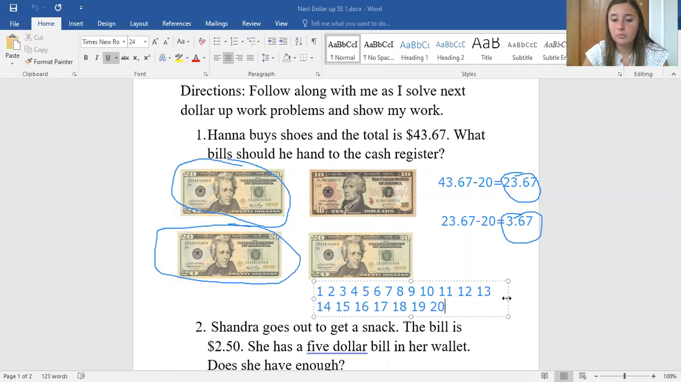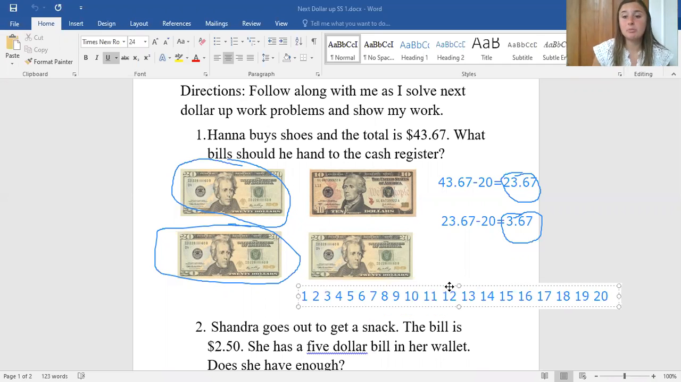Okay, so one way that really makes this problem easier to solve is by creating a number line. If you want me to make one that you can print out and just have all summer, just let me know. I've got a bunch of different templates for that. So if I still owe $3.67, that's about here. I want to use the next bill that shows up on my number line.